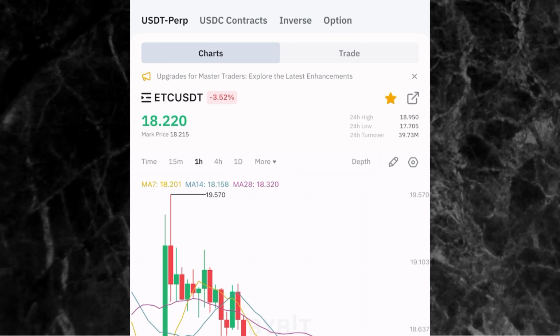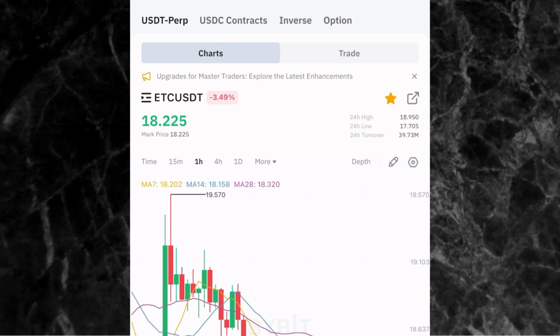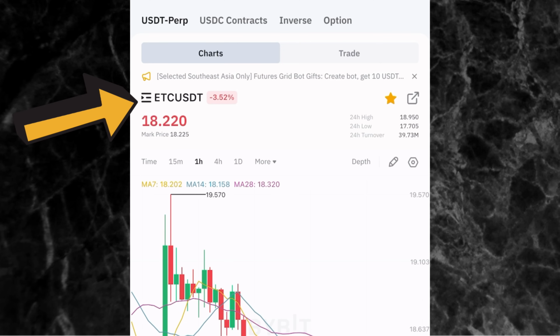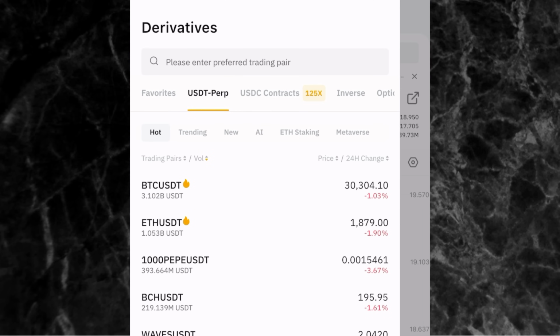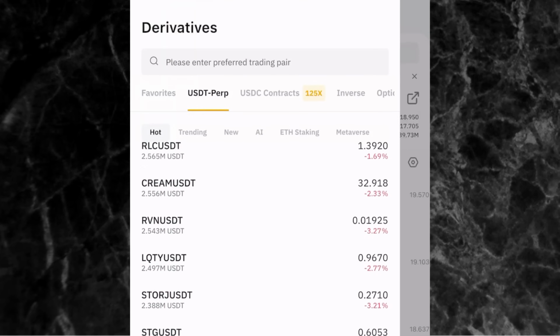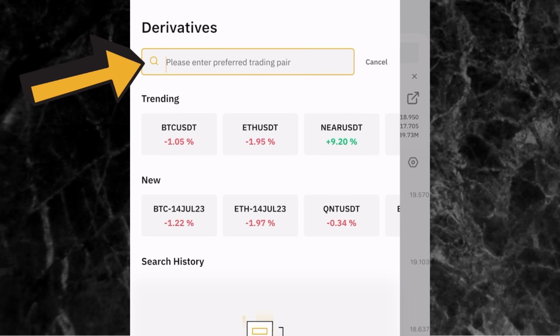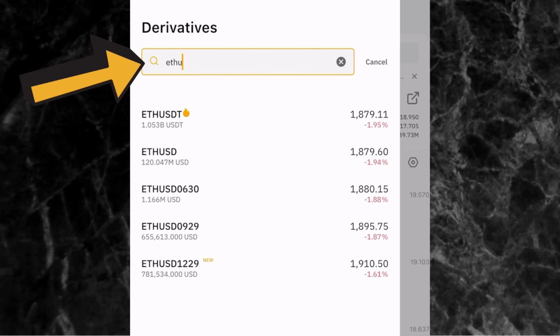On that chart, the first thing you need to do is to pick the trading pair you want to trade. To do that, you see where you have ETC USDT, you tap on it and it will show you the other trading pairs you can trade in this market. You can see you have a lot right here, so you can pick the one you want to trade. Let's say, for example, in this video, I want to trade ETH USDT. Then just come right here at the top of the screen and search for ETH USDT.